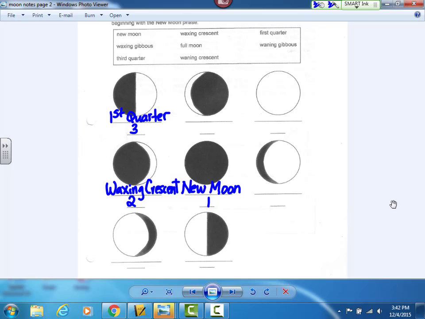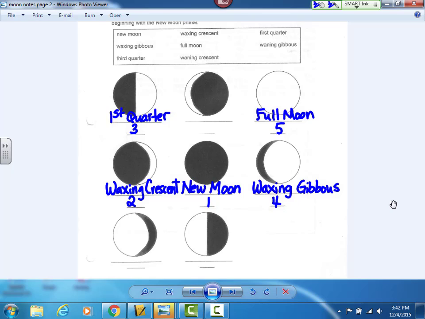That's phase 3. Now we've got more than half of what we see lit up, so we need to look for a gibbous moon. We're still waxing, we're still getting bigger. That means light on the right, which is this picture. And this is phase 4. Now we should be all the way to the full lighted moon, which is here, full moon.